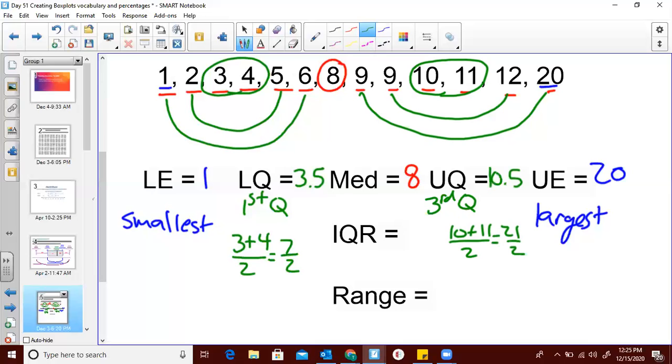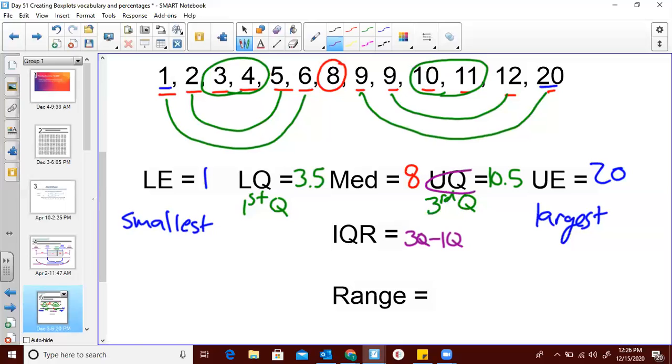All right, well, let me get rid of some of this scratch work. And let's start talking about our interquartile range. Our interquartile range is going to be our third quartile minus our first quartile. And we know that that's going to be this right here minus this right here. So it's 10.5 minus 3.5, which will give us just 7.